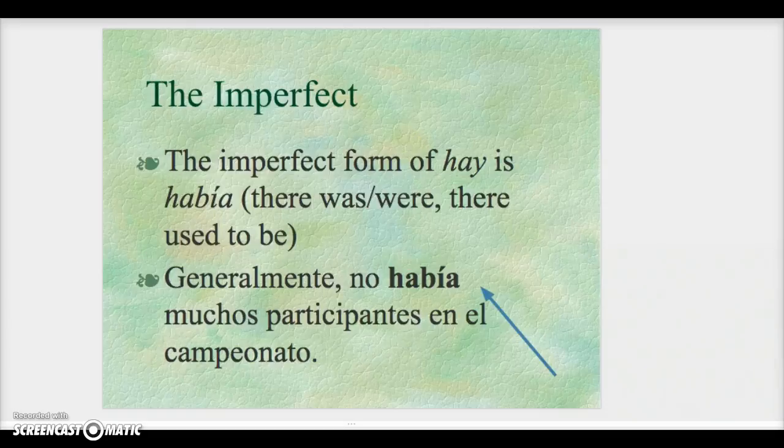One other little note: when we deal with the verb haber, we've seen haber in the present tense as hay, which means there is or there are, but in the imperfect it's going to be había, meaning there was or there were, or there used to be. But notice my sentence here: Generalmente no había muchos participantes en el campeonato. Notice that with había, it's singular. We'll always be using the singular form in this imperfect tense, even though it says muchos participantes, because we can translate había as there was or there were, in which case it agrees here with muchos.